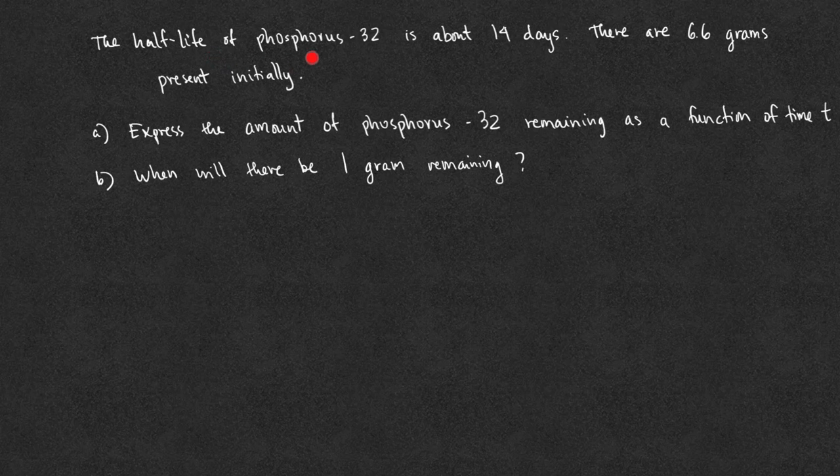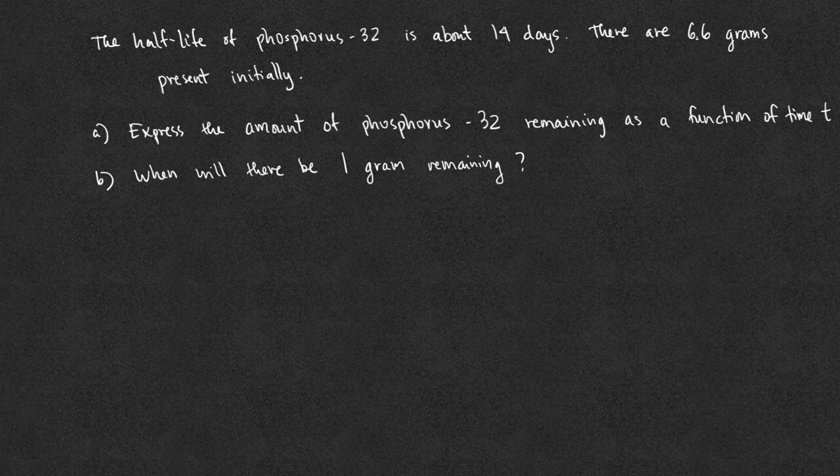The half-life of phosphorus-32 is about 14 days. There are 6.6 grams present initially. Express the amount of phosphorus-32 remaining as a function of time t. When will there be 1 gram remaining?